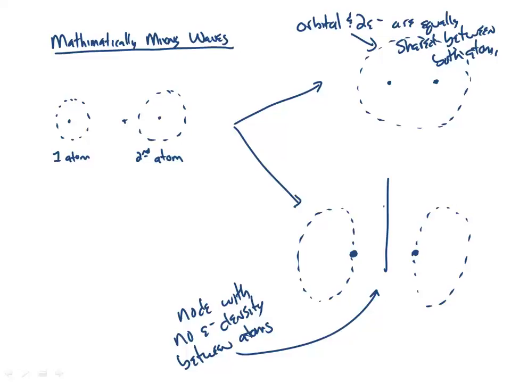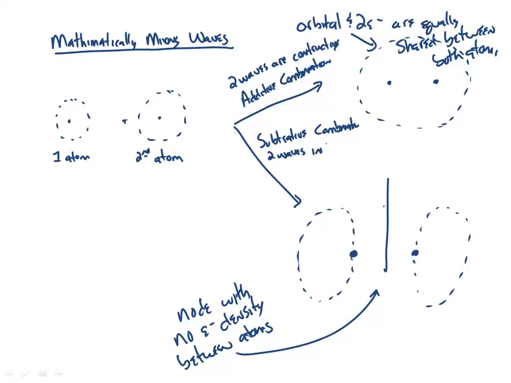I should point out that this is called an additive combination. We can think about that as the two waves having constructive interference. And then we have what's called a subtractive combination, and that's where the two waves interfere destructively.